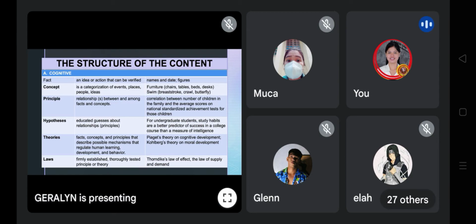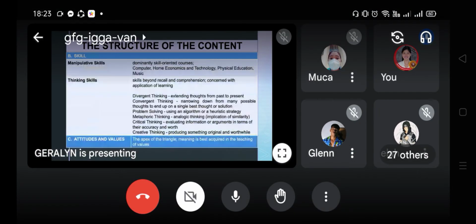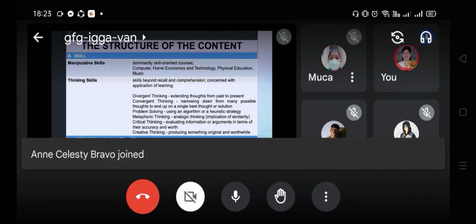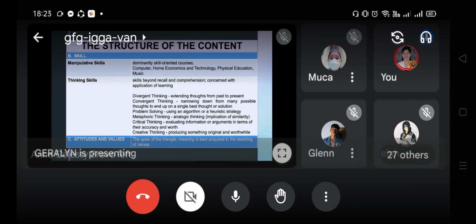So here is the structure of the content. We have the cognitive, the skills, and the attitudes and values. We have the facts, which refer to simple facts, like the names, the dates, figures, the concepts, categorizations, principles, hypotheses, etc. Then manipulative skills and thinking skills. So, remember that thinking skills is under the psychomotor.